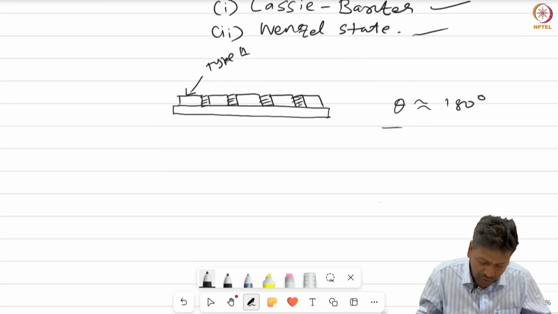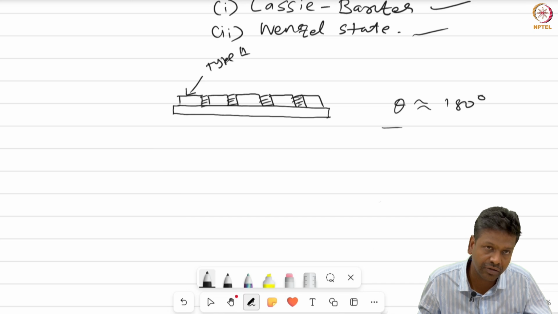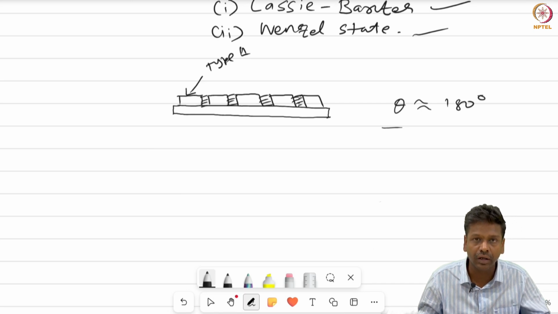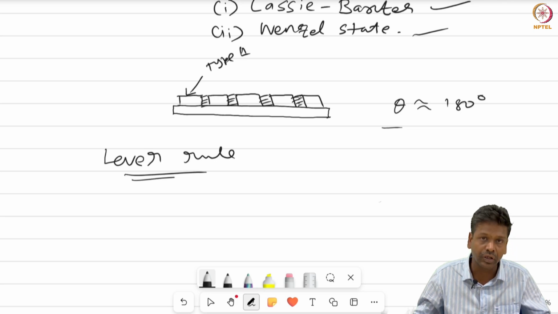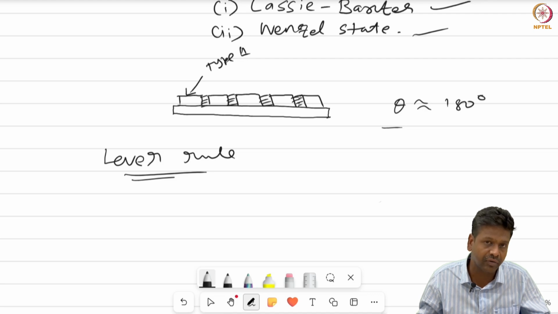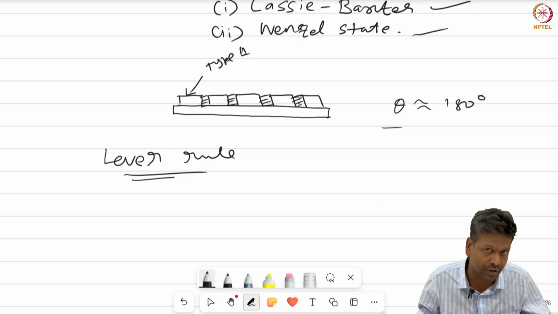Whenever we deal with a combination of properties, we always use what is known as the lever rule, whenever we deal with a mixture, or a combination of properties.